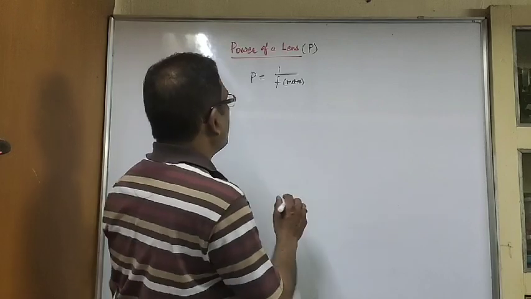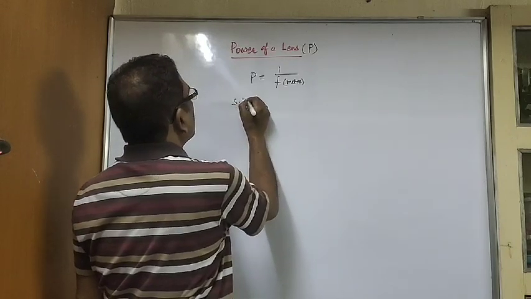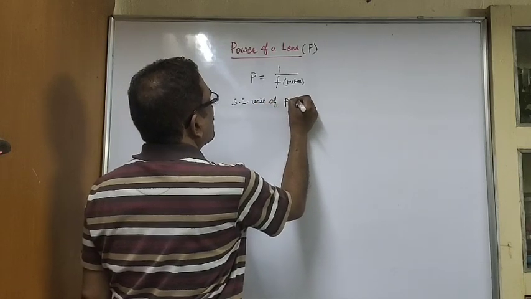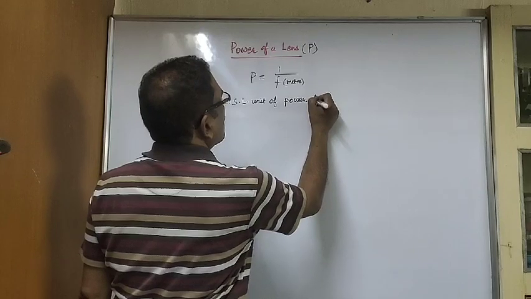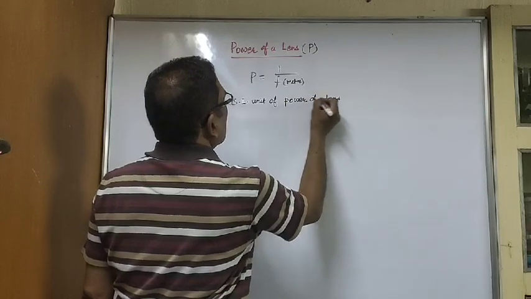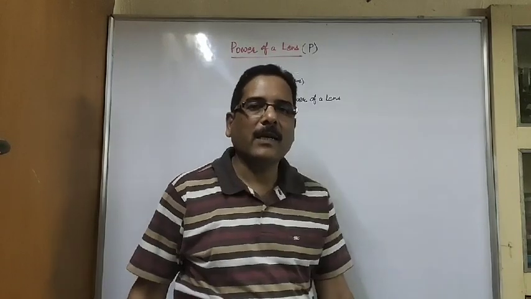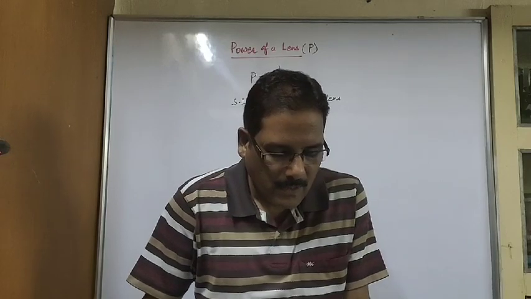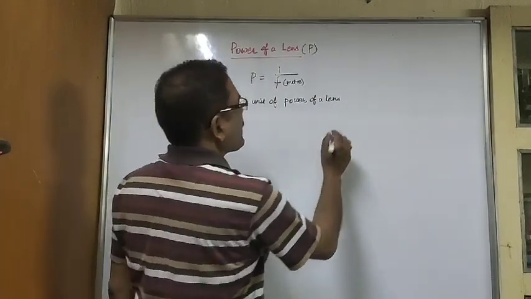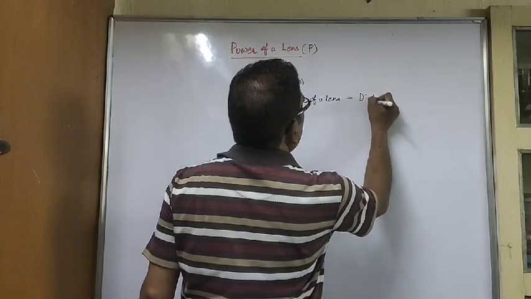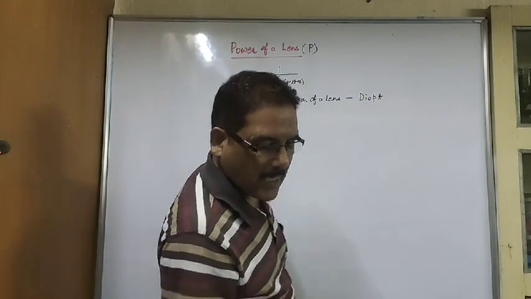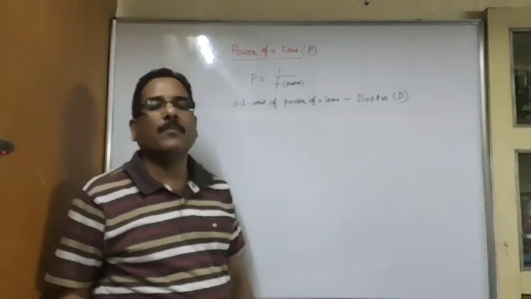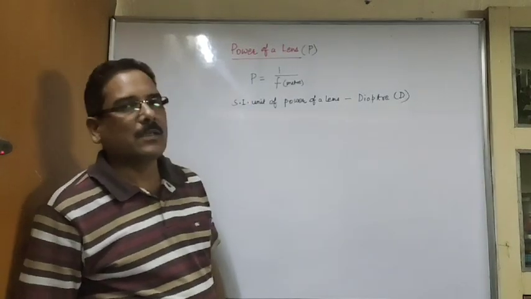Then the SI unit. What is the SI unit of power of a lens? The SI unit is the diopter. Diopter is the SI unit of power, and we represent it by capital D.